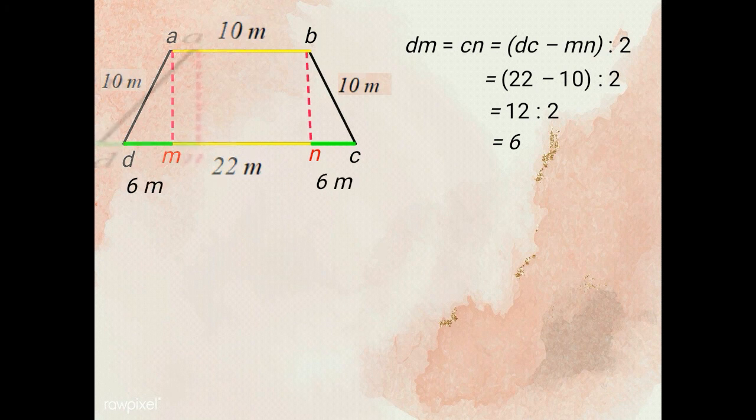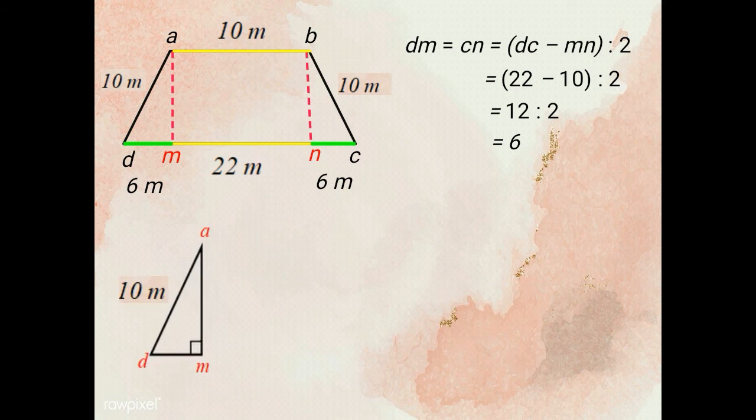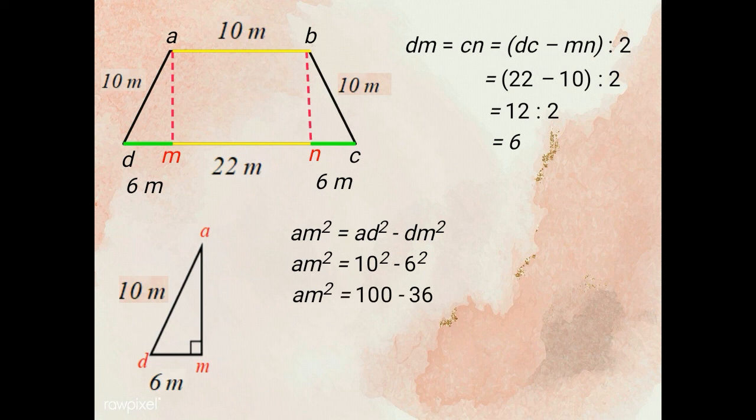Now, take AMD right triangle of trapezium ABCD, with the length of AD is 10 meters, and the length of DM is 6 meters. In order to find the length of AM, which is the height of trapezium ABCD, we can use Pythagoras theorem. AM square is equal to AD square minus DM square. By substituting the known value, we will get AM is equal to square root of 64. And then we get the length of AM is 8 meters. It means the height of trapezium ABCD is 8 meters.